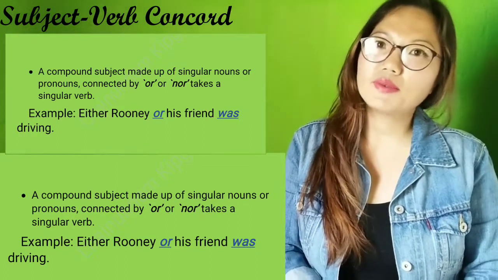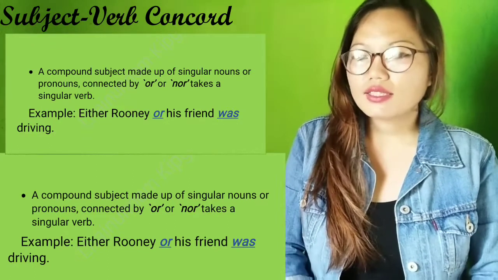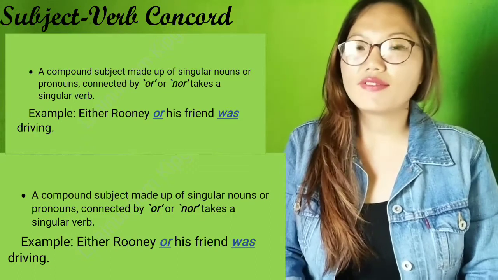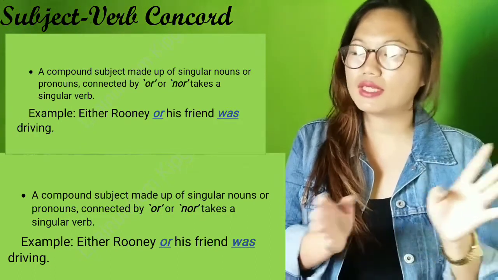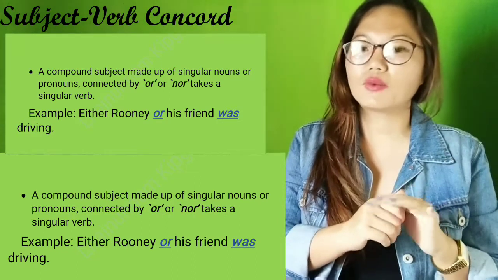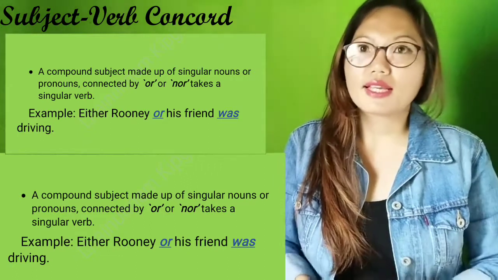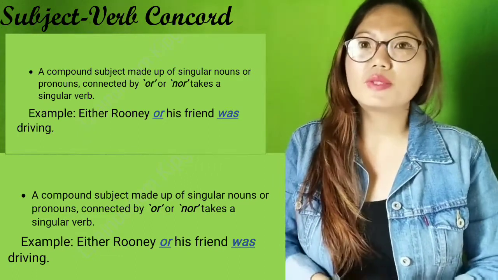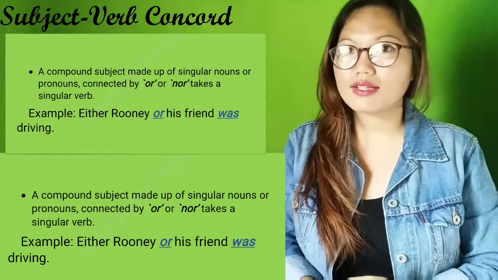So in the example we can see here, either Rooney or his friend was driving. Rooney is a singular noun, and his friend is also a singular noun, which is connected by or. So that compound subject is taking the singular verb, which is was. Was is the past tense of is.